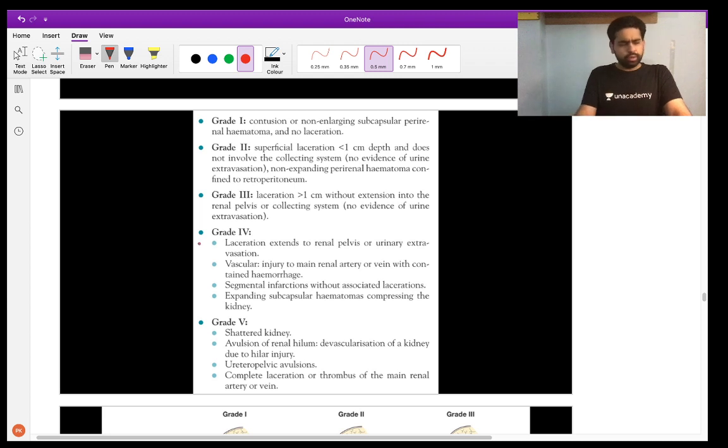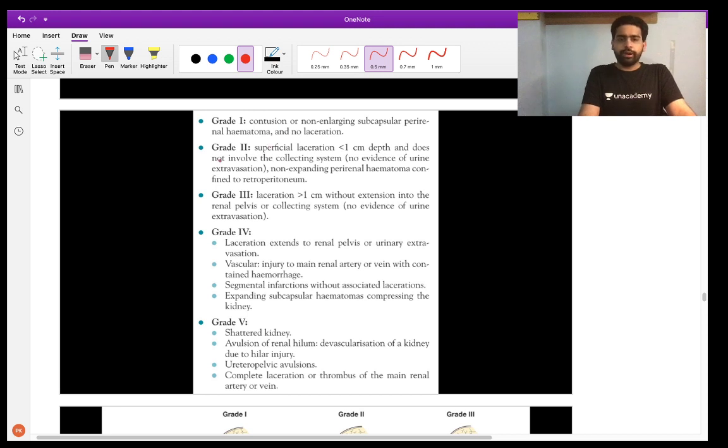So not much of a change, it is just that shattered kidney has been moved from 5 to 4. This is the only difference which has happened. Okay, but as this is given in Campbell-Walsh, we will stick to it. So what is happening over here? In grade 1, there is just a contusion and a non-enlarging subcapsular hematoma. So basically contusion with a non-enlarging hematoma.